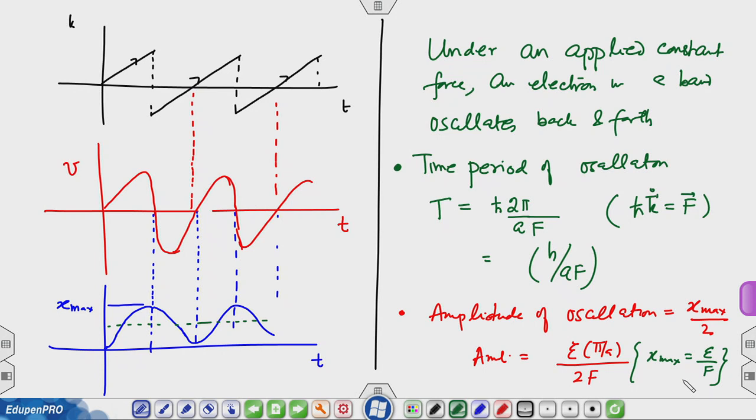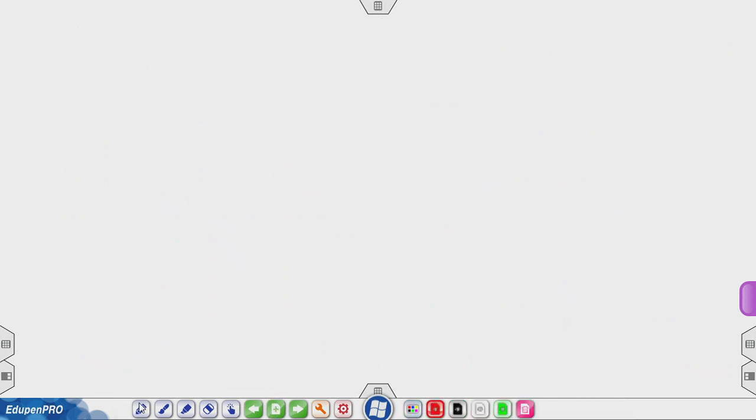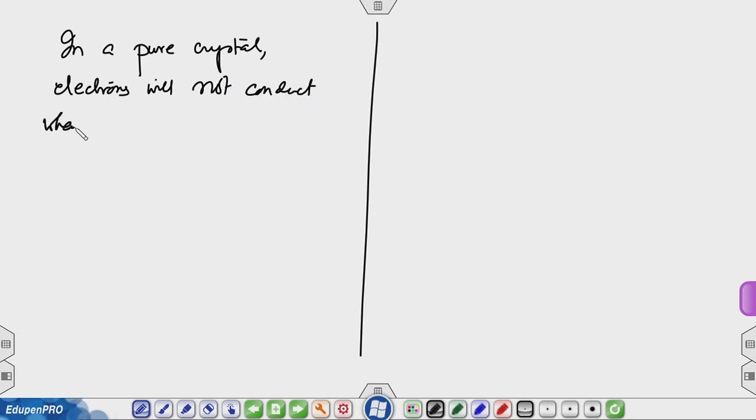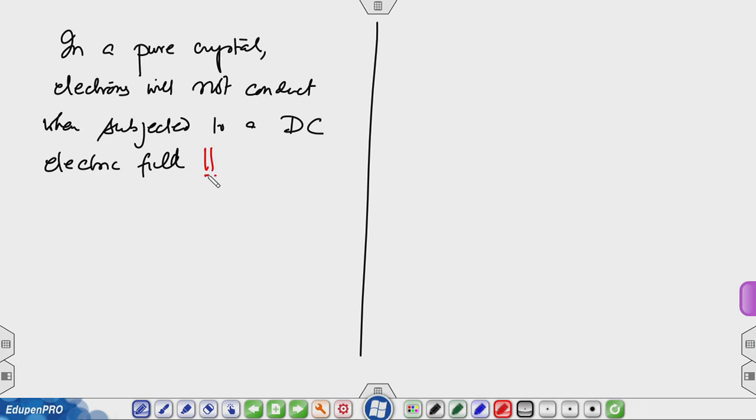What is the conclusion of all this? This means that in a pure crystal, electrons will not conduct when subjected to a DC, a constant electric field, because they are going back and forth.